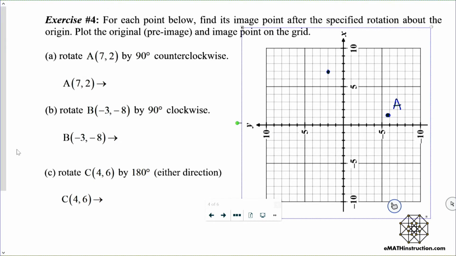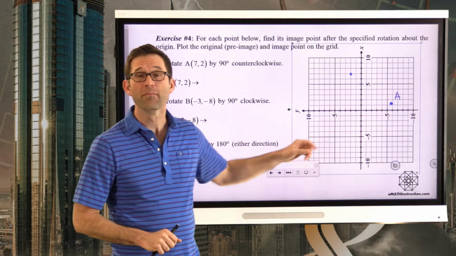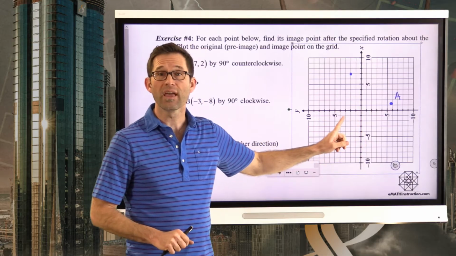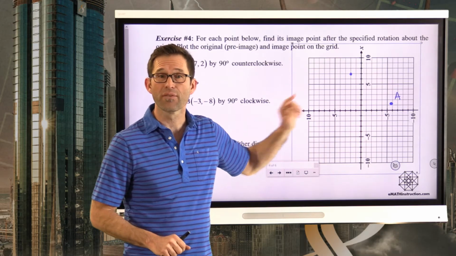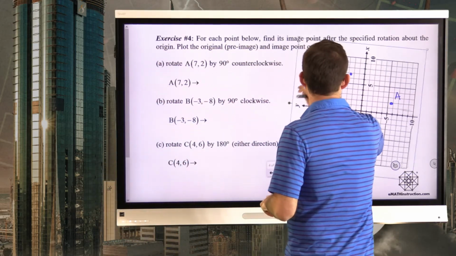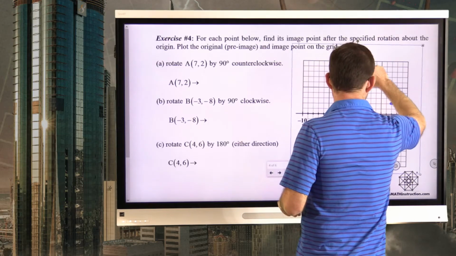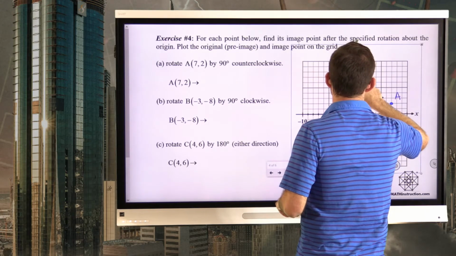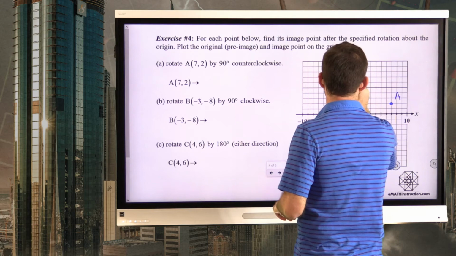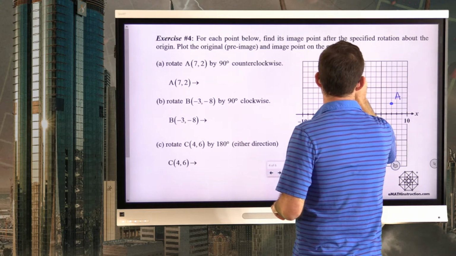It would end up being right here. All right. So that would be where A prime would end up being. And in fact, it would be at -2, +7. Again, much easier for you than me. -2, +7. It would be right there.